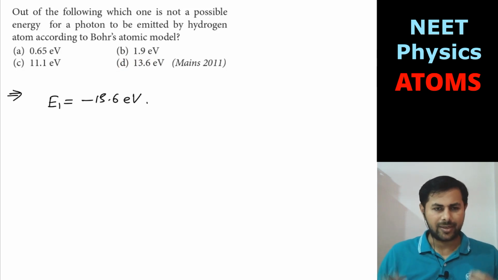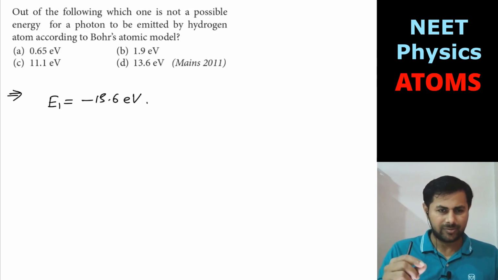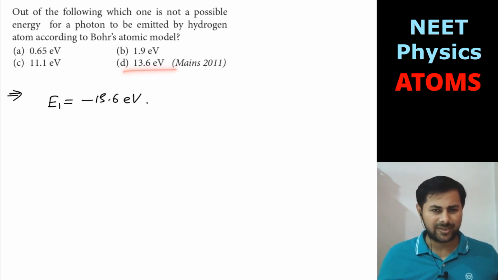It's like a free electron is captured by a proton, so a hydrogen atom would be formed in that case. A proton captures an electron, which means a hydrogen atom is formed. What was the energy of the free electron? It was 0. And the energy of the hydrogen atom in the first orbit is minus 13.6. So if the energy of the electron becomes minus 13.6 from 0, it has lost energy equal to 13.6. So that is possible.